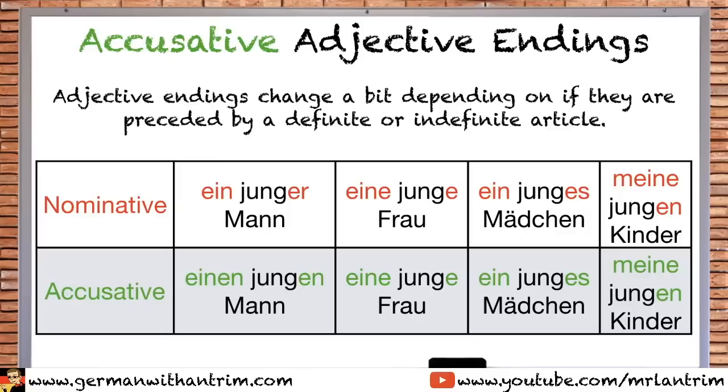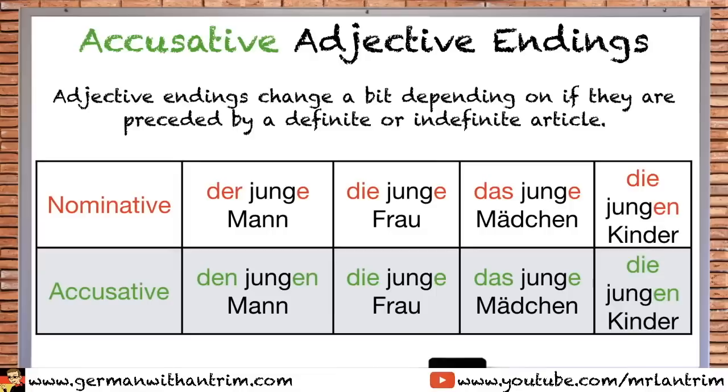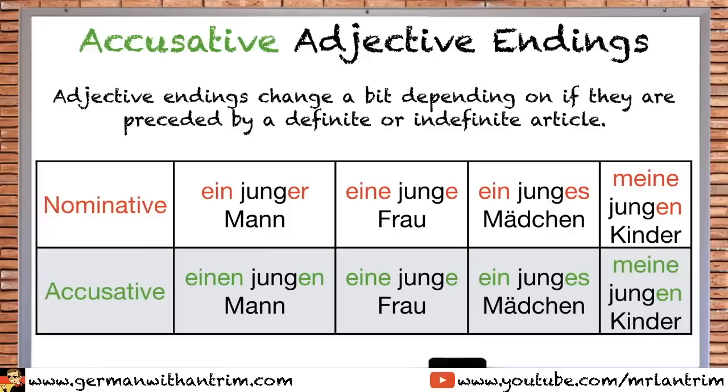The plural forms still get an EN no matter what. So we have meine jungen Kinder and meine jungen Kinder for both nominative and accusative. So die jungen Kinder, or meine jungen Kinder. Again, endings matter.